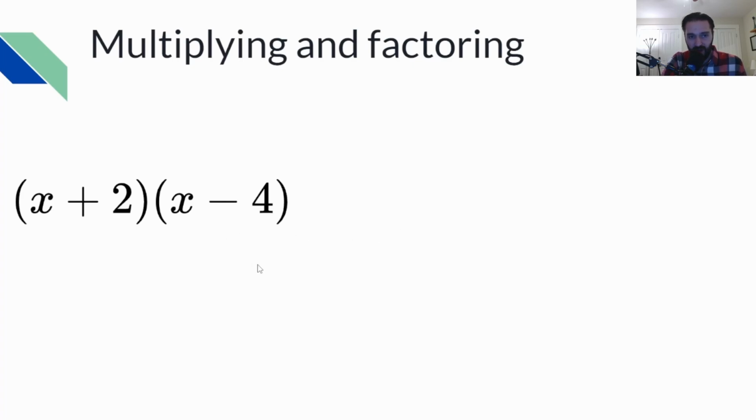Here I have two binomials, x plus 2 and x minus 4. If we're asked to multiply those, we know how to do that, right? We use FOIL to expand this out and get rid of the parentheses. All right, so my firsts, I have x times x, that's x squared. And for my outers, I have x times negative 4, that gives me negative 4x.